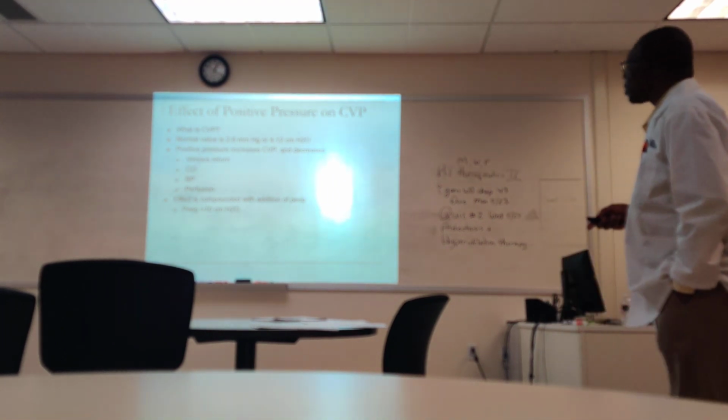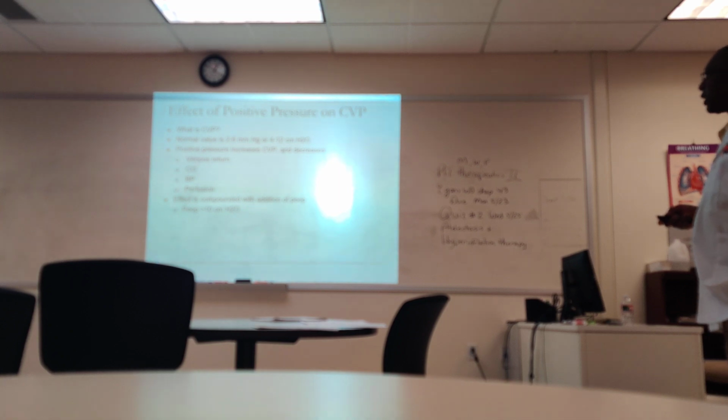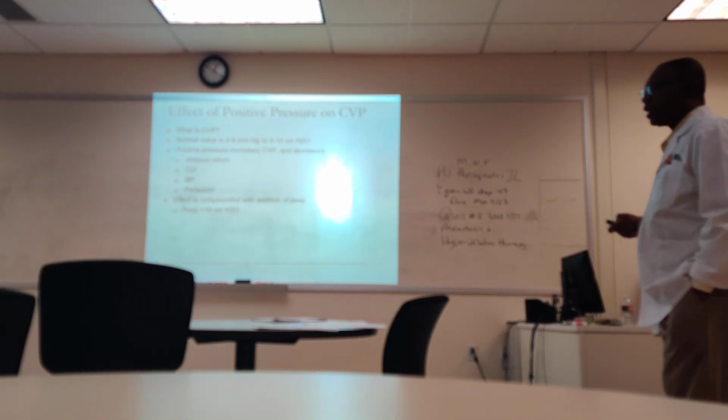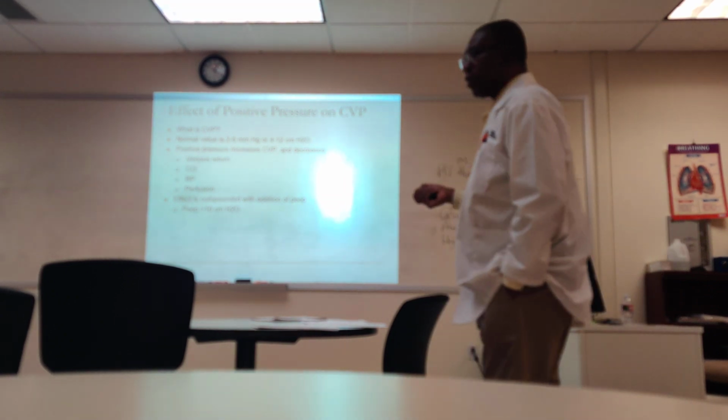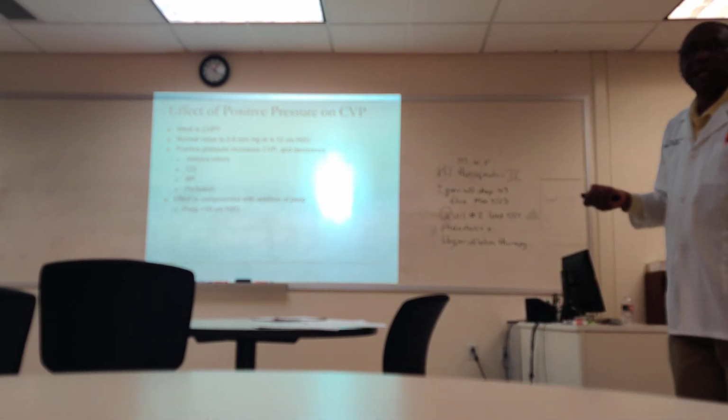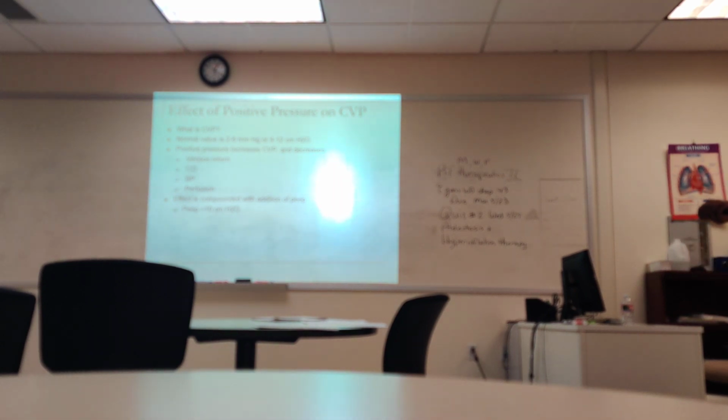Normal value for CVP is 2 to 6 millimeters of mercury, or 4 to 12 centimeters of water. On the exam, you have to be very careful because sometimes they may give you the value in centimeters of water or maybe millimeters of mercury, so you have to know which one they're talking about.